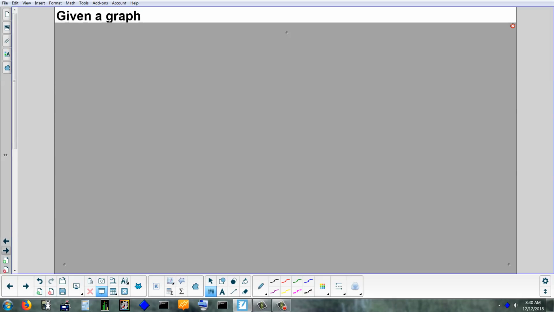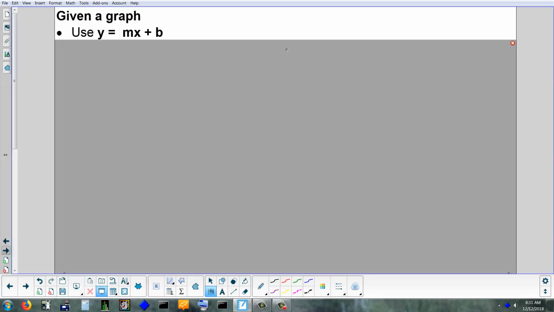Now, we're going to give you a graph. Just like last week, we gave you a graph and asked you to identify the slope. This week, we're going to give you a graph and ask you to put it in slope-intercept form. So we know how to get the slope. We're just adding the piece of the y-intercept. So again, we're going to use y equals mx plus b. For all these different ways we're going to do this, we're always going to use y equals mx plus b.